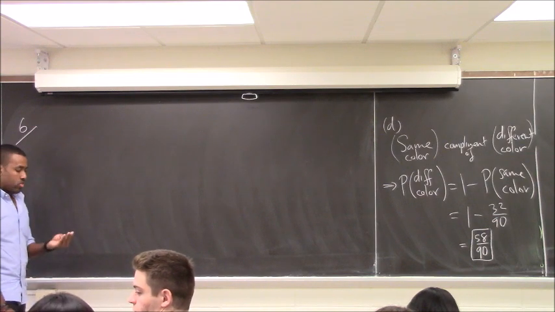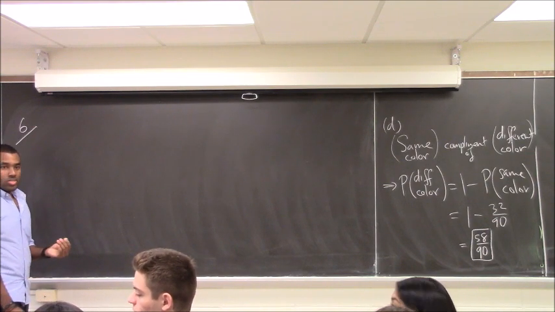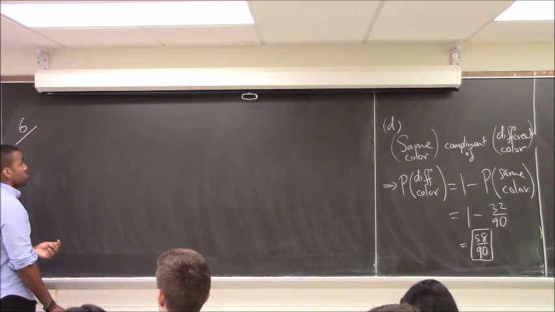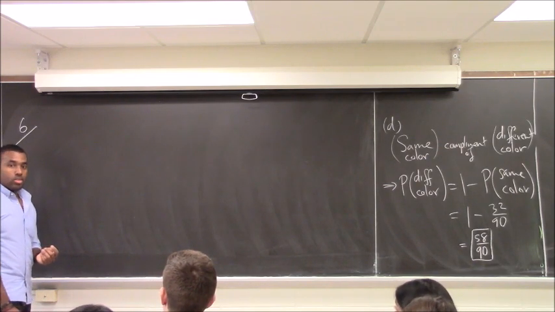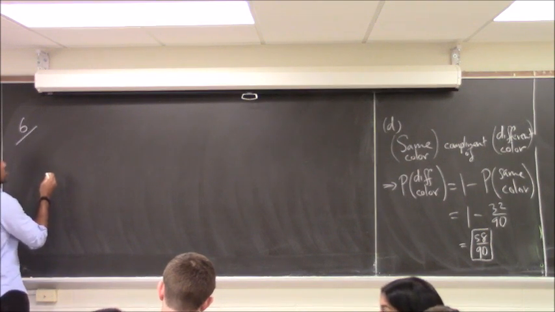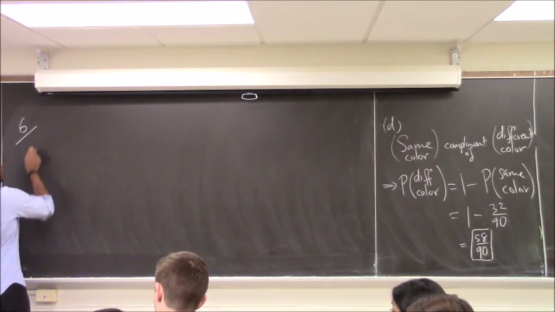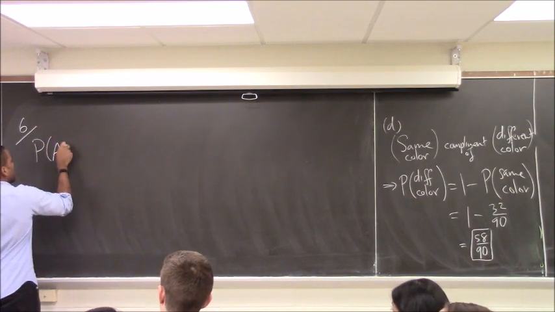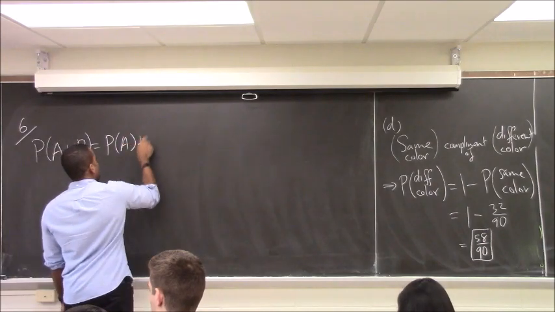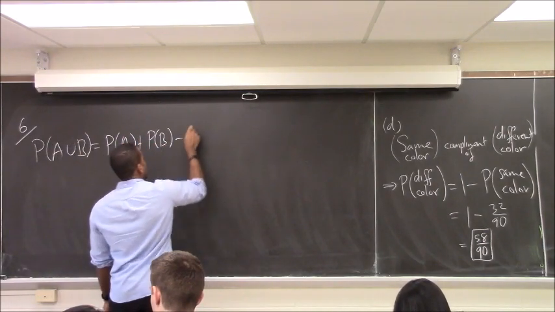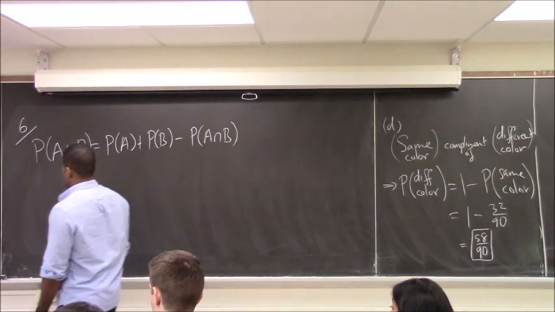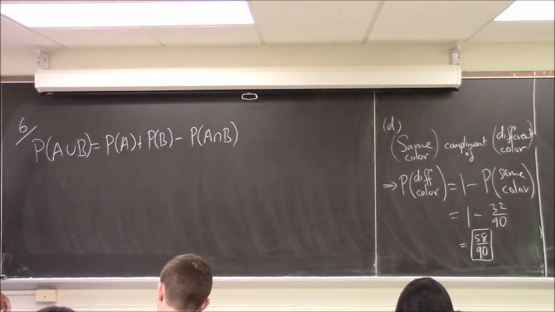What did you try? Okay, so we used the general equation that you gave us. So we use the equation of P of A union B, which is equal to probability of A plus probability of B minus the probability of A and B. Okay. And we plugged in the numbers. Okay, what did you call the A and B?